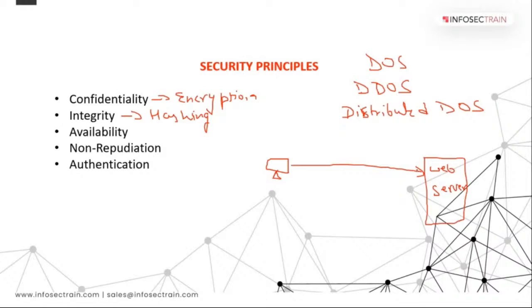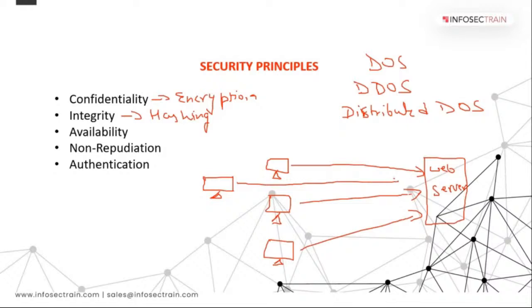So what I will do, I will use lots of PCs, right? And when I have multiple sources to send the data, the work will be done quickly because every PC is sending data. Now we have a lot of data, so that will be bringing down the web server quickly, right? So now this is your distributed denial of service, right?